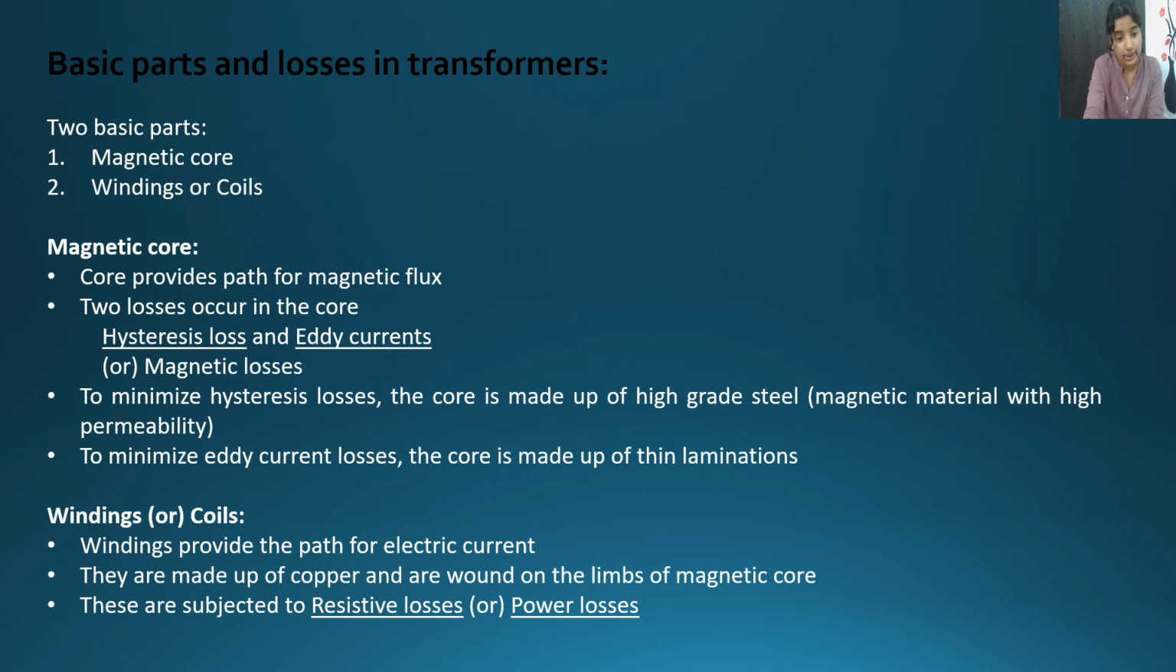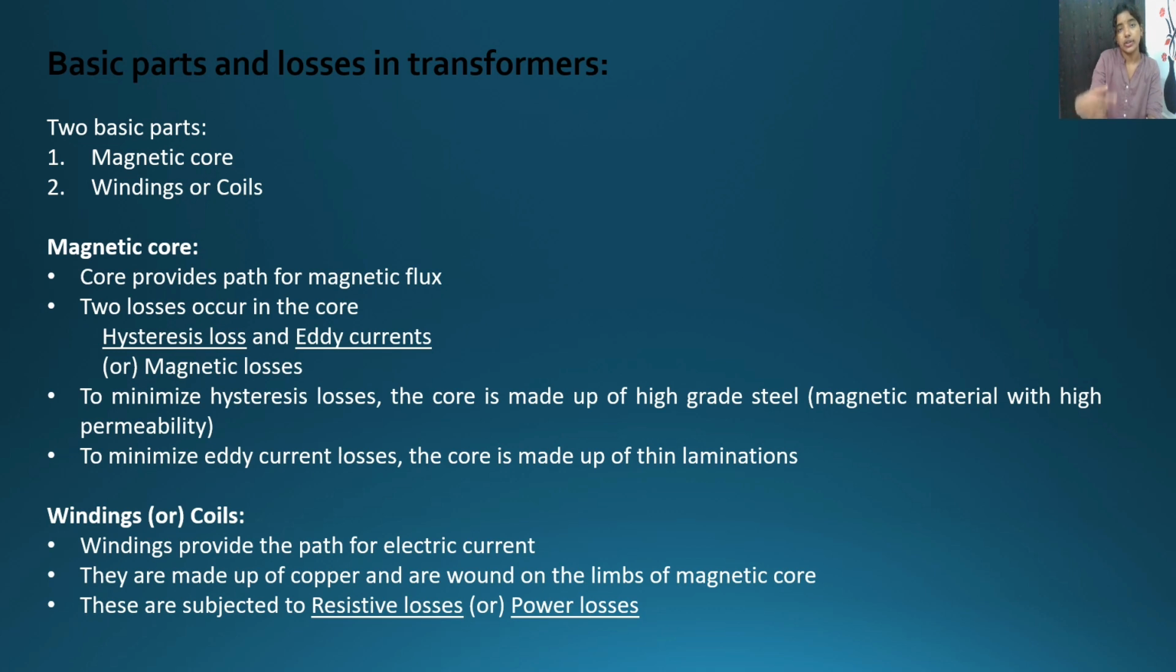Coming to the next thing, the windings or coils. What are windings? They are wires. What is their purpose? Windings provide the path for the electric current, as we know. What are the materials that constitute a winding? Obviously, it's copper, because for the electric current to travel, there must be a material that has high conductivity and low resistivity. Copper is an example of that type of material. So the windings are made of copper, and they are wound on the limbs of the magnetic core, as we have discussed earlier.